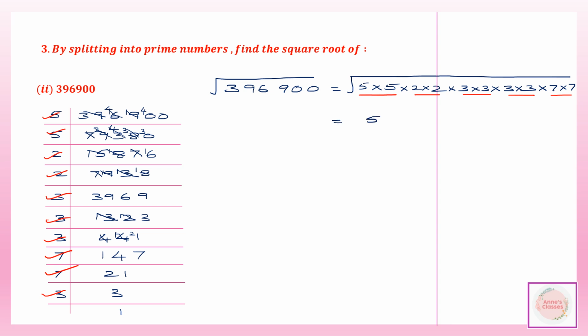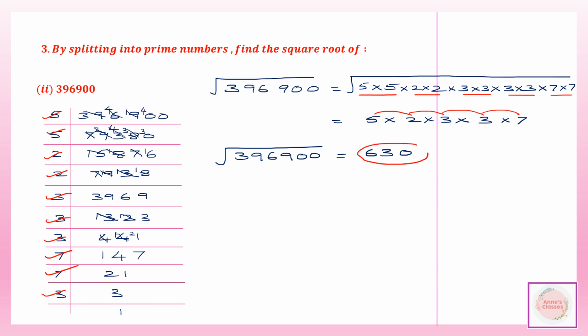So I have 5 into 2 into 3 into 3 into 7. So one I have removed from each pair. Now let's multiply. 5 twos are 10. 10 threes are 30. 30 threes are 90. 90 into 7. 9 sevens are 63. So 90 into 7 will be 630. So we have found the square root of 3,96,900 and the answer is 630.